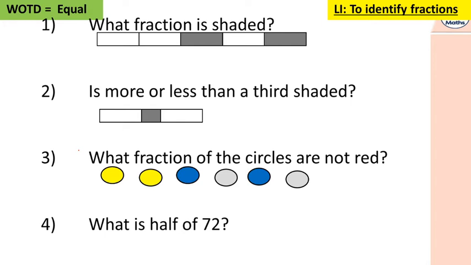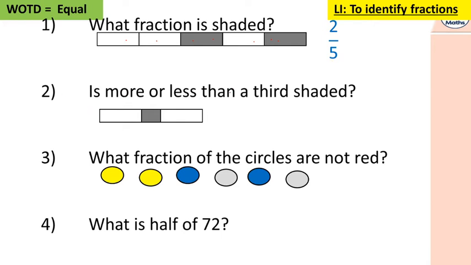Right, let's go through these. So the first one says, what fraction is shaded? If I just put the answer up and I'll go through it. So the number on the bottom is the total number of parts that you have. So we've got 1, 2, 3, 4, 5 equal parts. That's why the denominator, the number at the bottom, is 5. The number at the top is the number of parts that we've used, or the number of parts that are shaded. So we have 1, 2 here. So 2 parts out of every 5 are shaded.